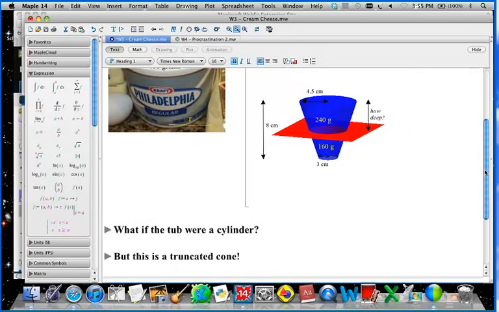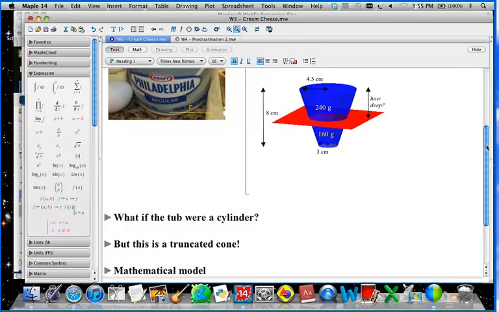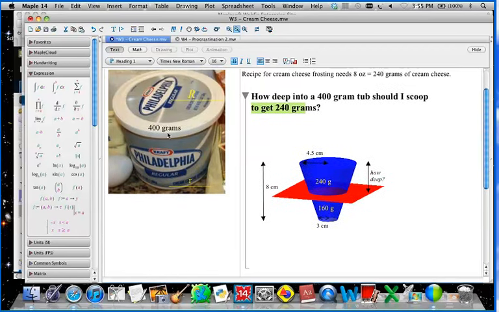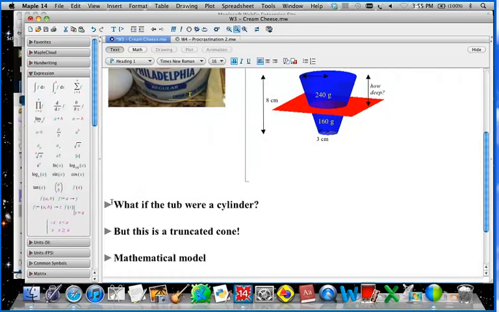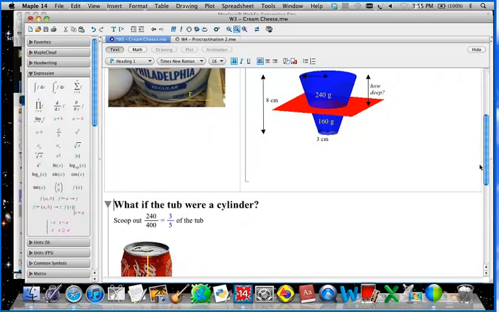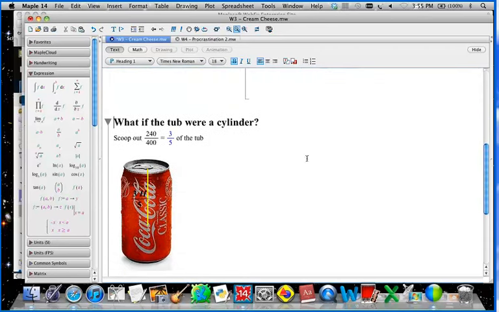Now, before we jump into the nasty mathematics of that, let's back up a little bit and think, what would we do if this were a nice shape, like a cylinder? Like if this were just a Coke can or something, and we wanted to find 240 out of 400 grams, well, when you reduce that fraction, it's 3/5.